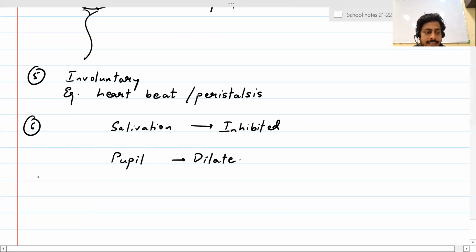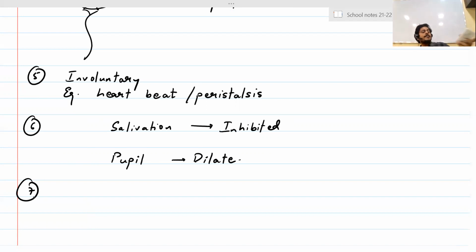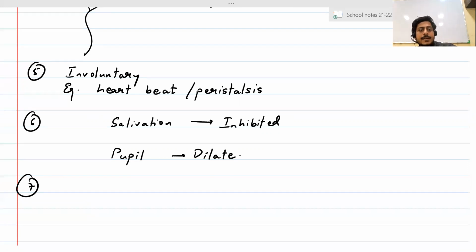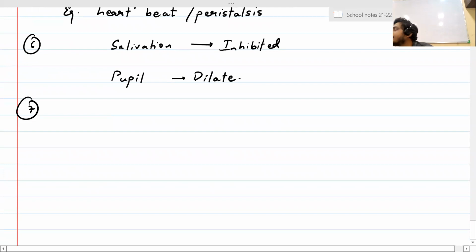The seventh question we had put on was the components of a reflex arc, ARC. If they ask you phenomenon, it will be action. If they ask you pathway, it will be reflex arc. So reflex arc definition is the shortest pathway that an impulse can take from a receptor to an effector.